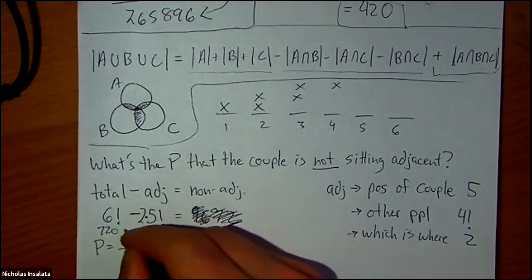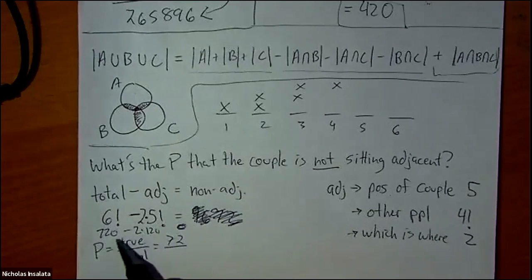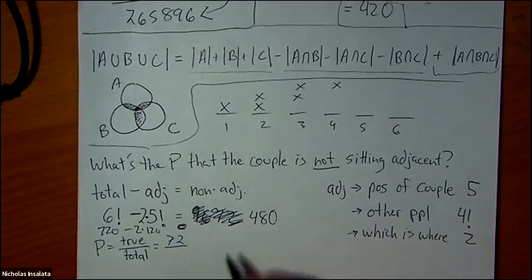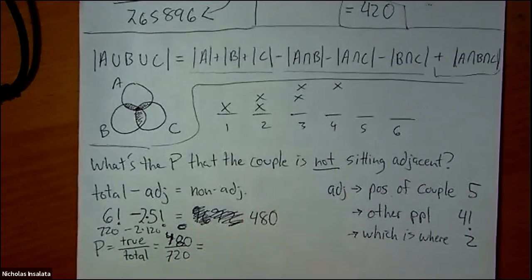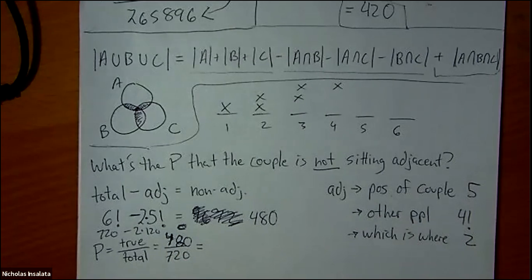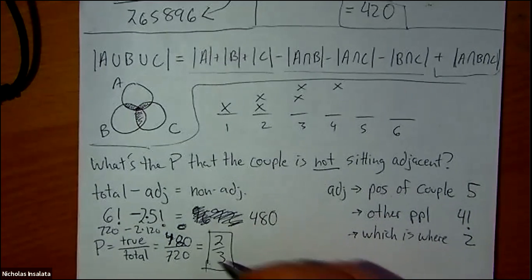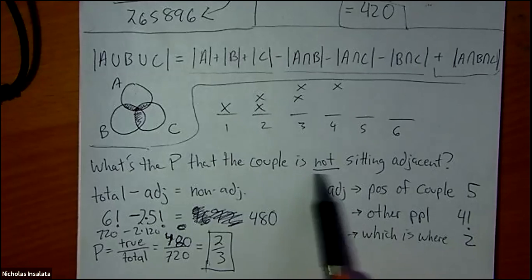720 minus 2 times 120 is going to give me 600, 480. Sorry, I did my wrong factorials. So it'd be 480 divided by 720, which will be how much? 2/3. Well, now that's kind of interesting. That's a really nice round number. So 2/3 probability the couple is not sitting next to each other.